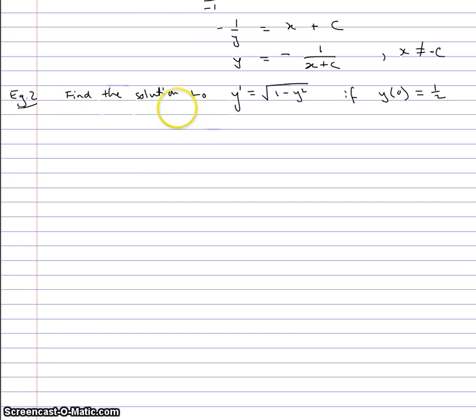Okay, so let's look at another example. We've got to find the solution to y dash equals square root of 1 minus y squared if y of 0 equals 1/2. Or in other words, y equals 1/2 when x equals 0. Now y dash of course is dy/dx. So our first step is to divide both sides by our function of y. So we've got on the left hand side now 1 over the square root of 1 minus y squared times dy/dx will equal 1 on the right hand side.